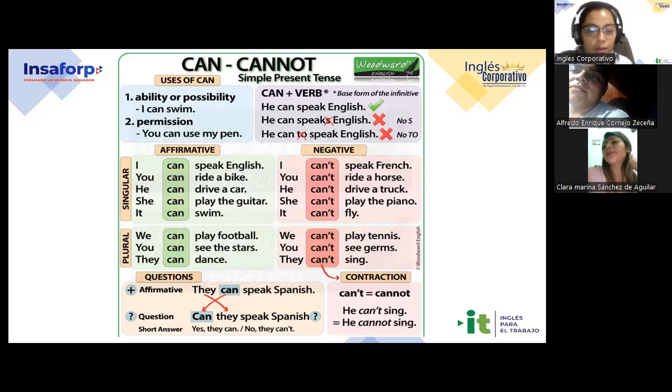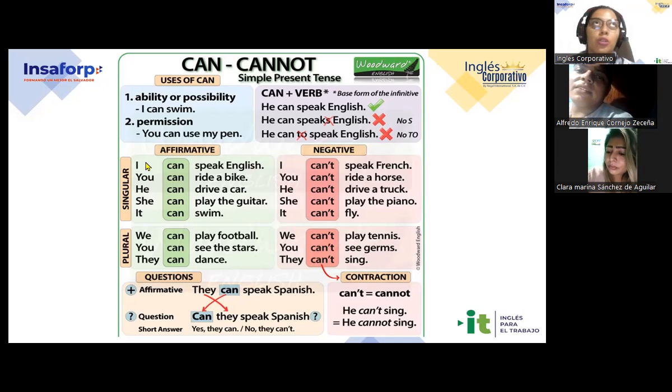Sino que can está diciendo que yo puedo hacer algo, o que hay una posibilidad, ¿ok? O que puedo pedir un permiso. Puede ser para solicitar o puede ser para dar permiso. Pero no se puede, Alfredo, ¿ok? Porque sería un error gramatical. Ok, muy bien, thank you.